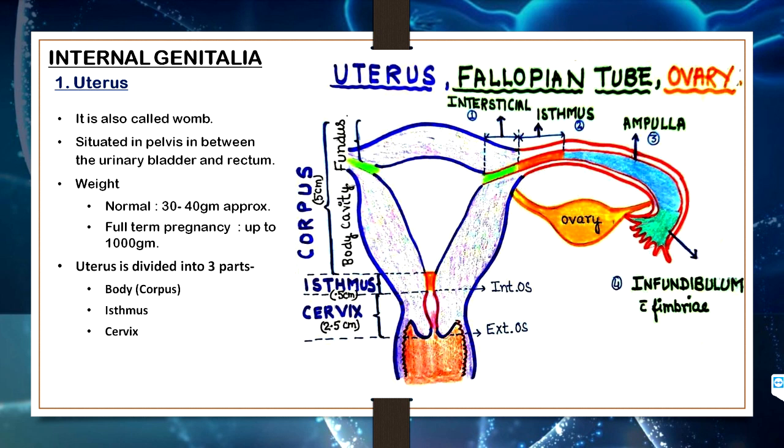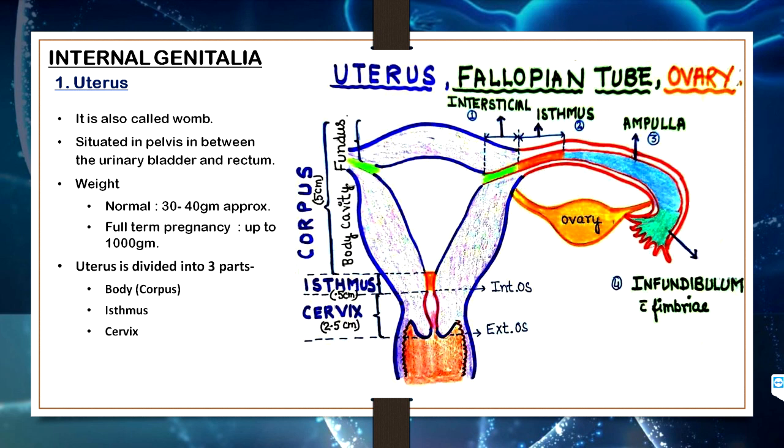It opens in the vagina, and the cervix has a number of cervical glands. The secretion of these cervical glands is thick, alkaline and rich in mucoprotein, fructose and NaCl, sodium chloride.